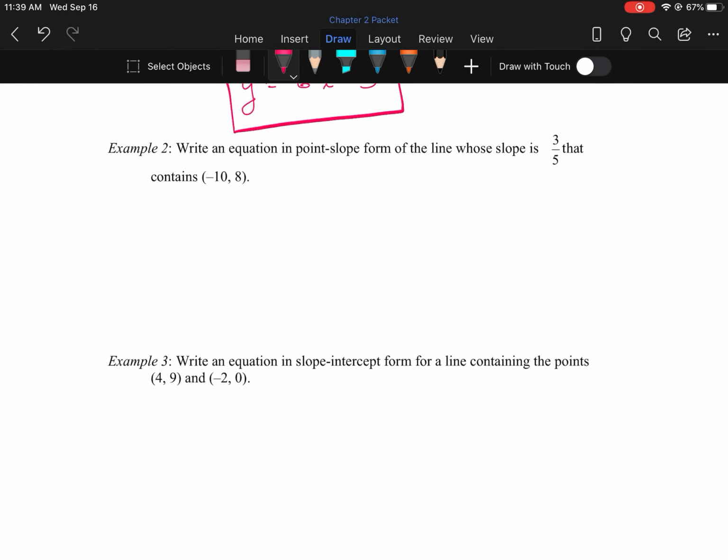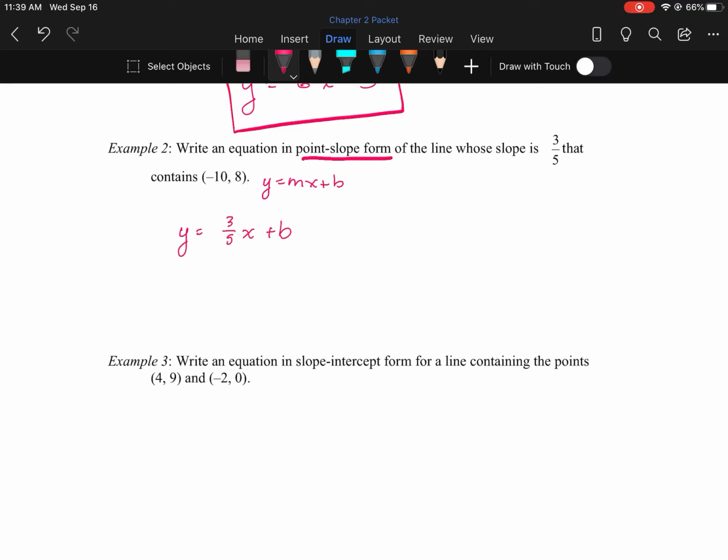All right, example 2. They're going to progressively get a little bit more difficult. So this one says write an equation, again, in slope-intercept form, y equals mx plus b, of the line whose slope is 3/5 that contains the point negative 10, 8. So I'm going to go ahead and substitute my slope in, so I get y equals 3/5 x plus b. And now we're sort of stuck because we have 3 unknown variables.